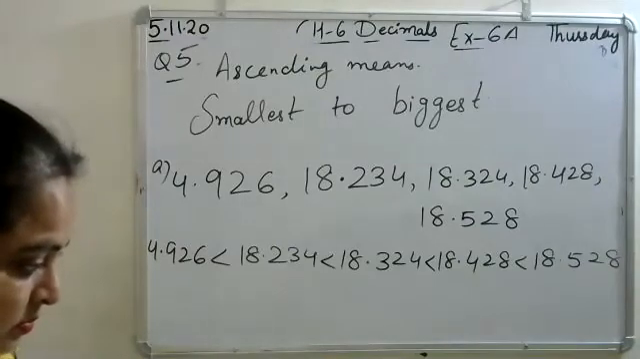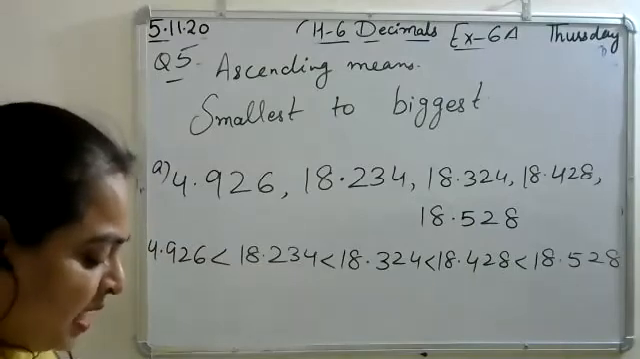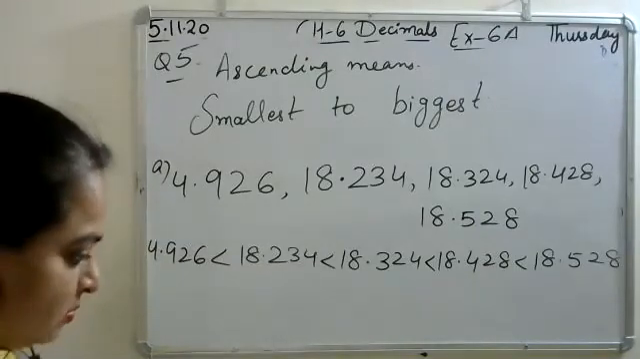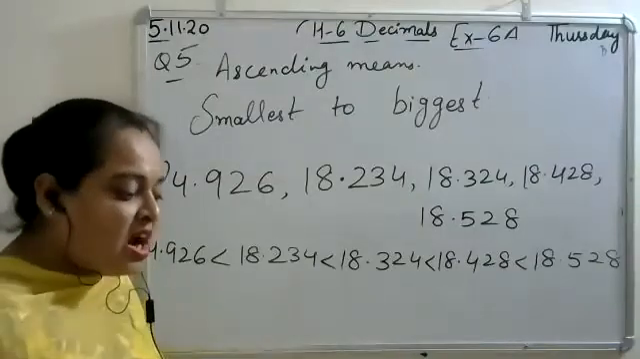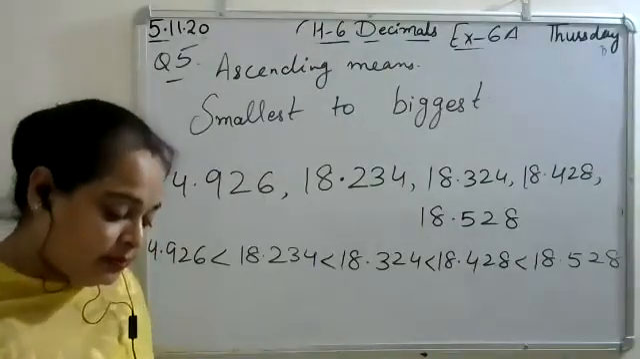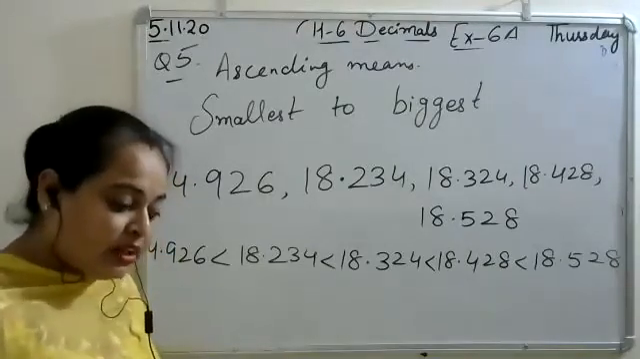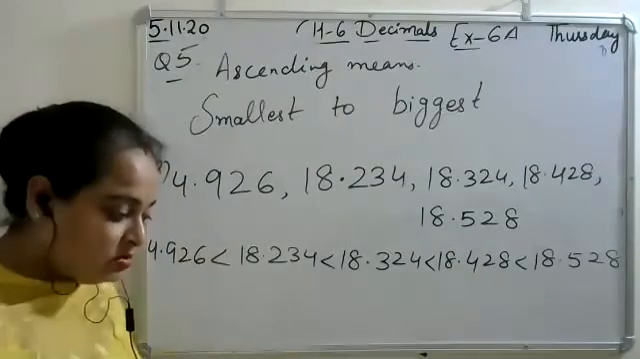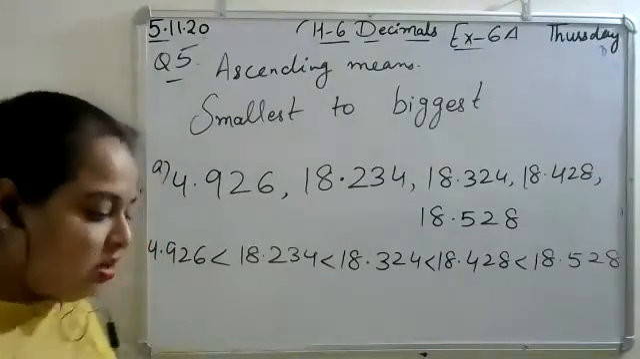Good. Now start solving E part. If you have finished with this, in your notebook start solving E part: 43 decimal 81, 43 decimal 18. Nishchay, why are you writing in Punjabi font here?